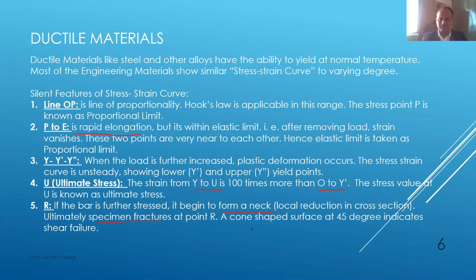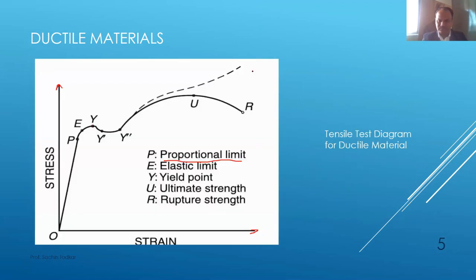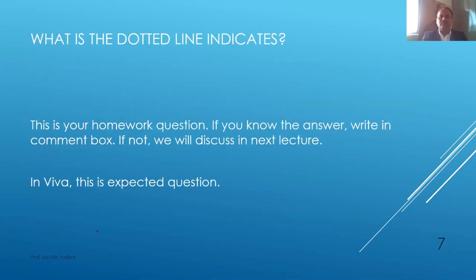But you might have seen there is one dotted line given here. What is the significance of this dotted line, that we have to find out. This will be your homework question. What is the meaning of this dotted line? It is your homework question. If you know the answer, you can comment right now. Yes?